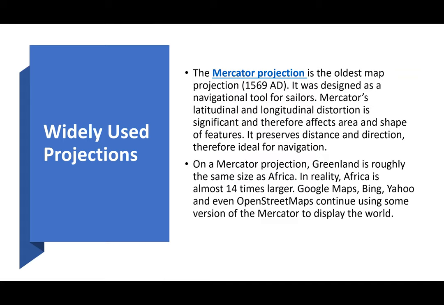On a Mercator projection, Greenland is roughly the same size as Africa. And so we know in reality, Africa is almost 14 times larger. So something to keep in mind, Google Maps, Bing, Yahoo, and even OpenStreetMaps continue using some version of the Mercator to display the world. So again, this idea of representation, we as humans decided that we're going to use that particular projection to display the world, even though we know that it has some impact on how we understand the world around us.